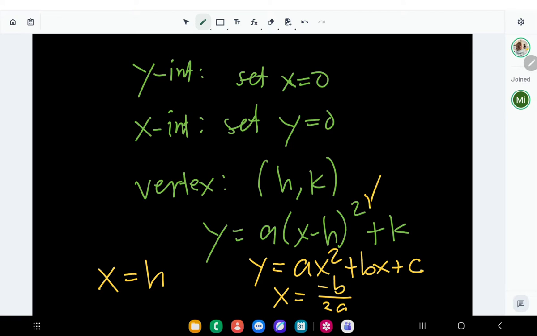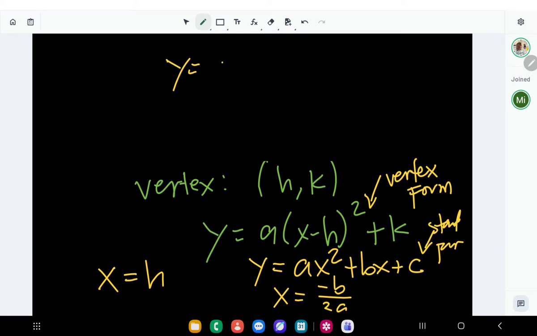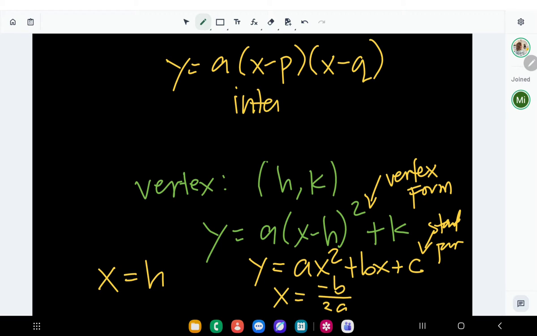So this is vertex form. This is standard form. And this one, y equals a times (x minus p) times (x minus q). Remember this? This one is intercept form.